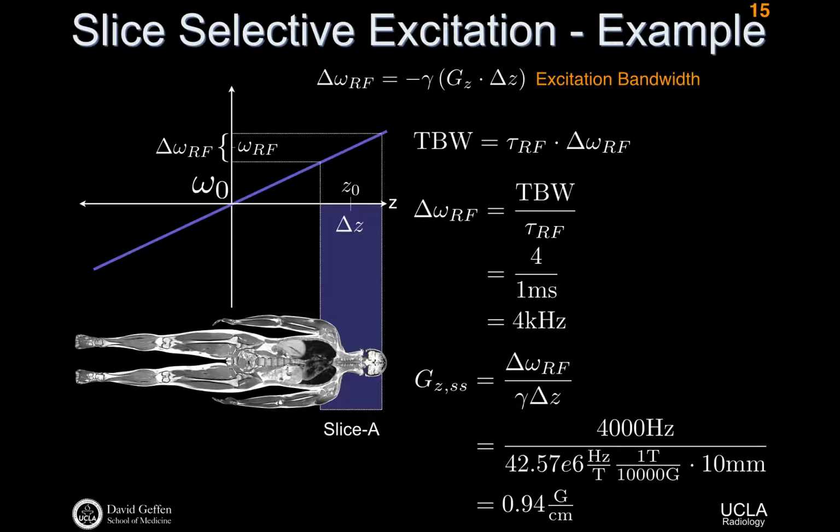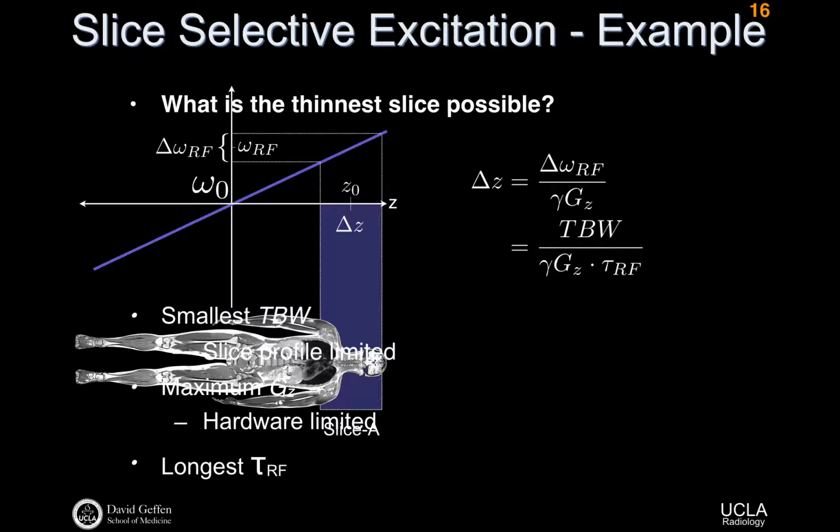And our systems are typically capable of 4 to maybe 8 Gauss per centimeter. So you don't oftentimes need full gradient strength to do slice selection. It would usually be below the maximum possible gradient strength. But that's the first step in designing the slice select gradient itself.